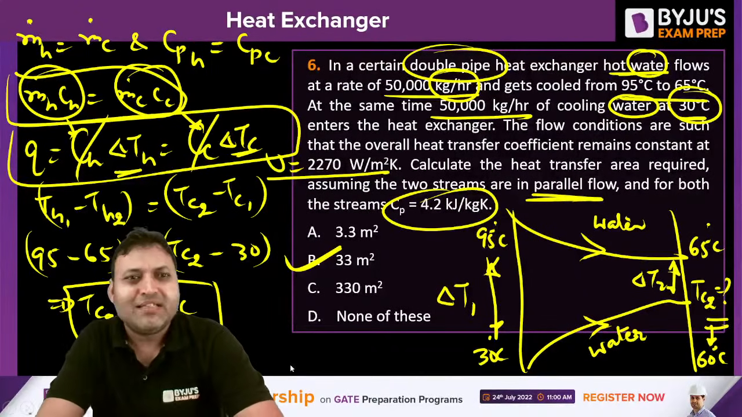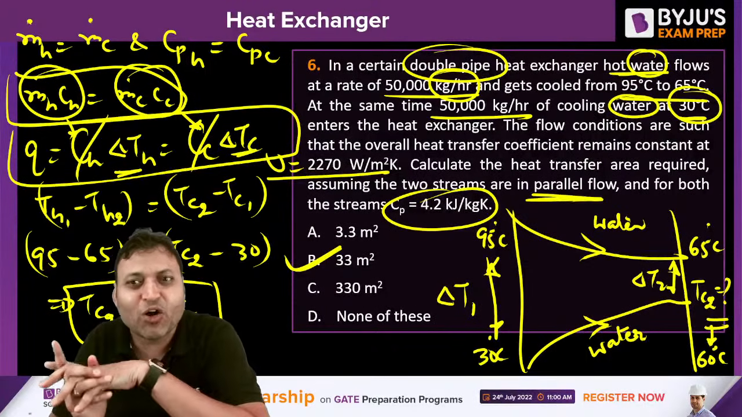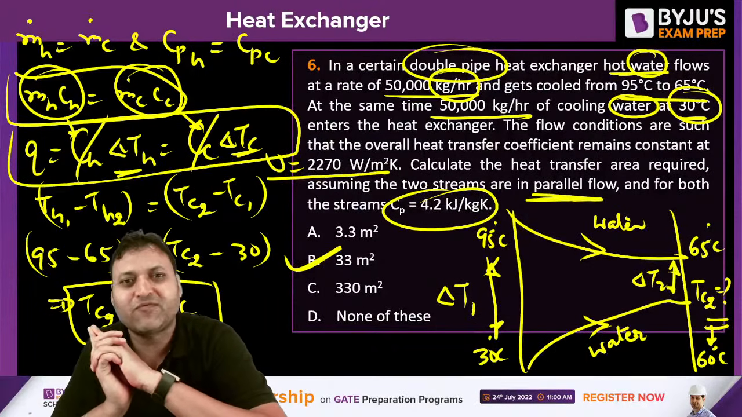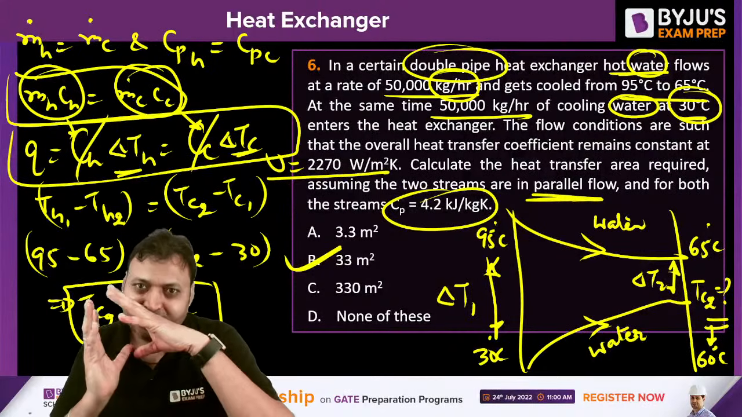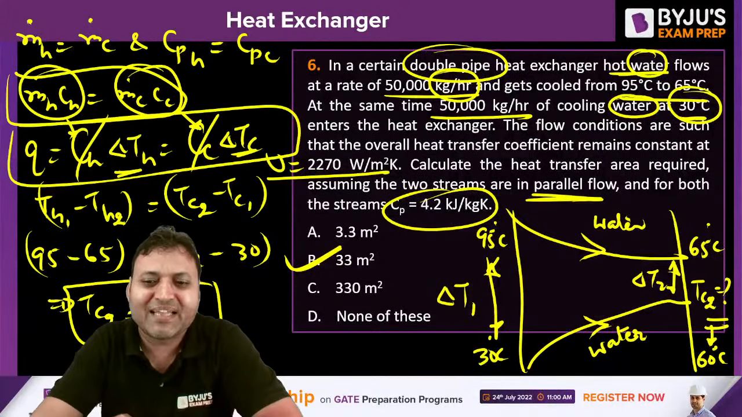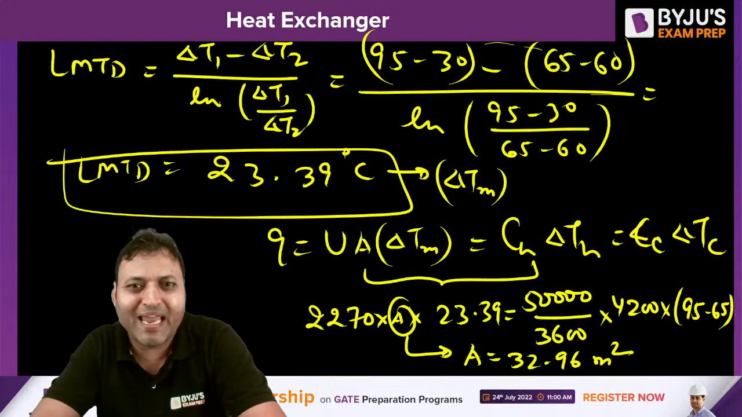That is how the question will be solved in 3 steps. The first step is to find out the unknown temperature TC2, because for calculating LMTD, we need all the terminal temperatures. The second step is to calculate LMTD, and the third step is equating the heat transfer rate with UA into LMTD.